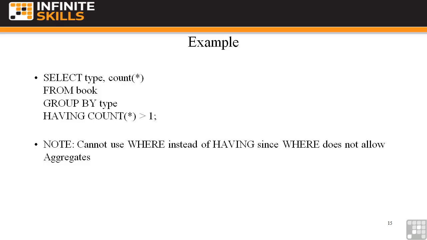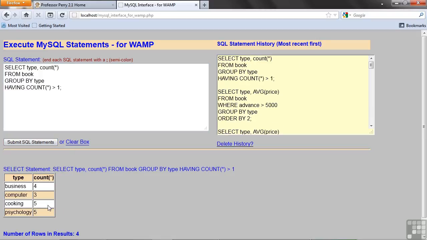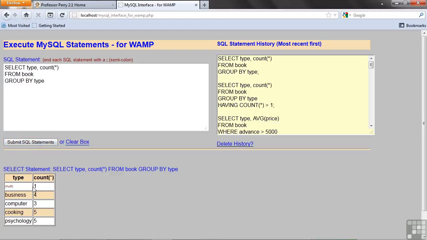Let's go ahead and run this. I've preloaded it here. Run the statement. So here, business is 4, computer 3, 5. Well, it's clearly more than 1. If I take that out and run it again, you can see we had a null group of 1.